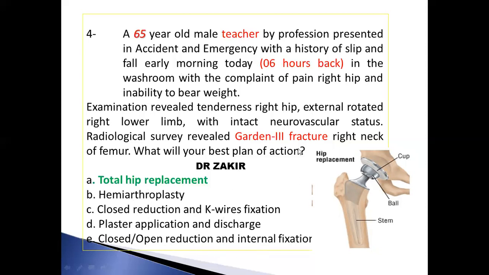So the fracture type is type 3. So it is a displaced fracture, and the patient is active. So the best option will be total hip replacement. We don't go for hemiarthroplasty. We cannot do fixation with wire and plaster and with the screws.